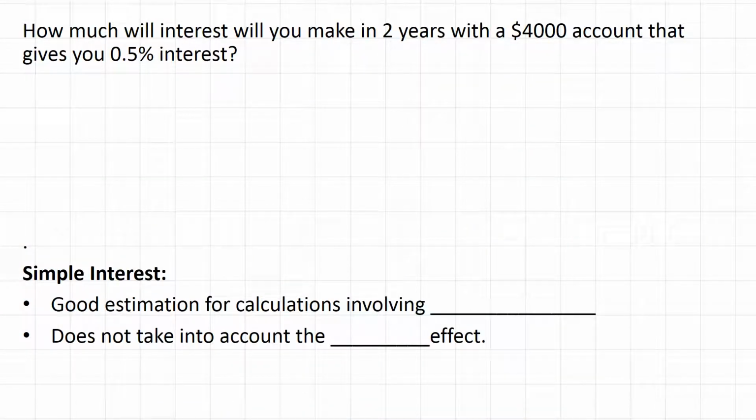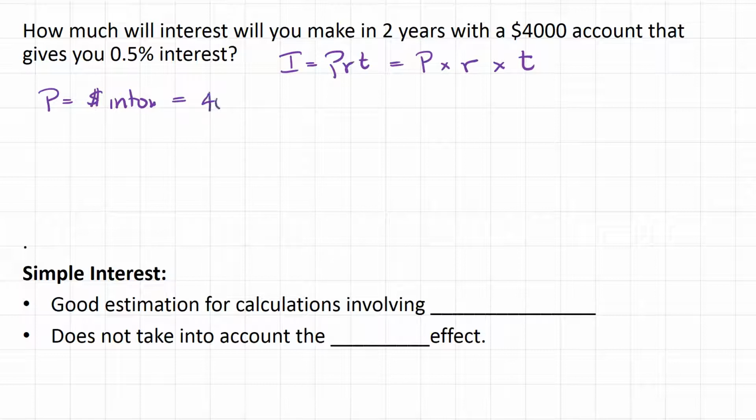Let's do this with an example to practice. We had our formula from the last slide, PRT, and maybe I wasn't clear enough, but that means principal times the rate times the time. So let's read our problem carefully and identify what P and R and T are. P is the amount of money that I put into the account, called the principal, and it is $4,000 in this case.